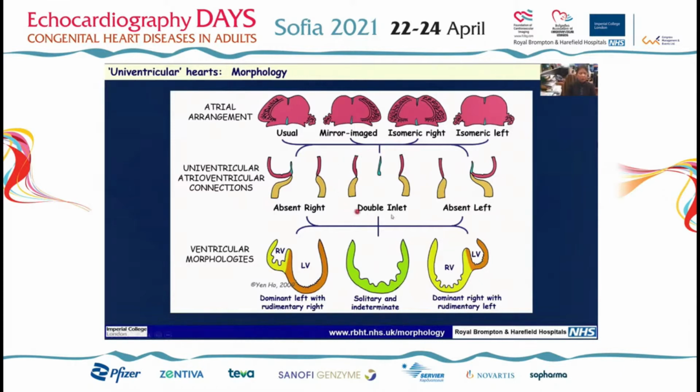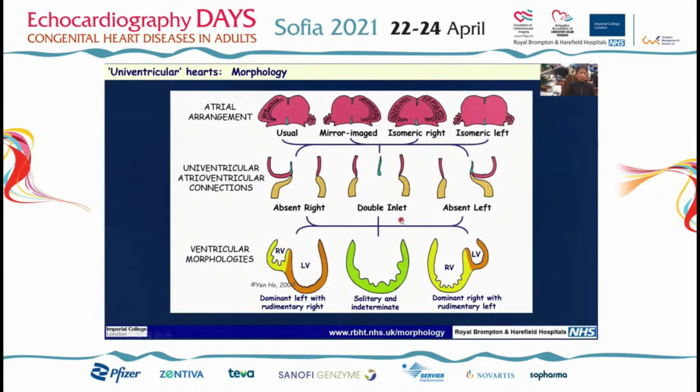Then in the middle here, the situation of double inlet connection, whereby both atrial chambers drain or open into the main ventricle. Now, in terms of ventricular morphology, there are three variants. In the middle here, a solitary and indeterminate ventricle. That is to say, there's only one ventricle in the ventricular mass. And this is by far the rarest.